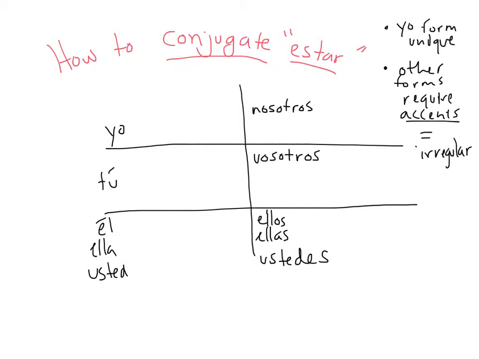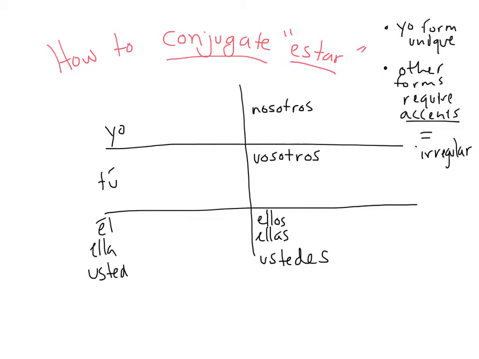Now you may be wondering why estar is irregular. Well, there are a couple of reasons. It's considered irregular because it has a unique yo form, which we're going to see in just a second. And there are a lot of conjugation forms that require an accent mark, where we usually wouldn't need them with an AR verb. And therefore, it is irregular. So let's take a look.